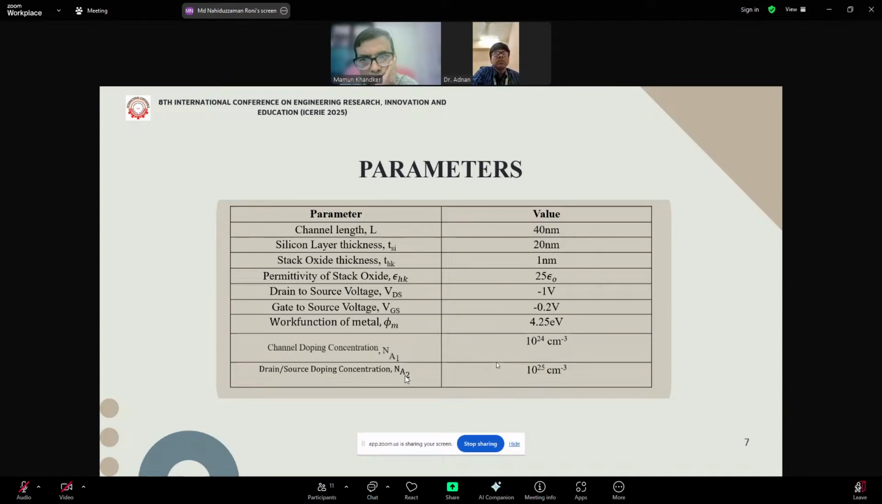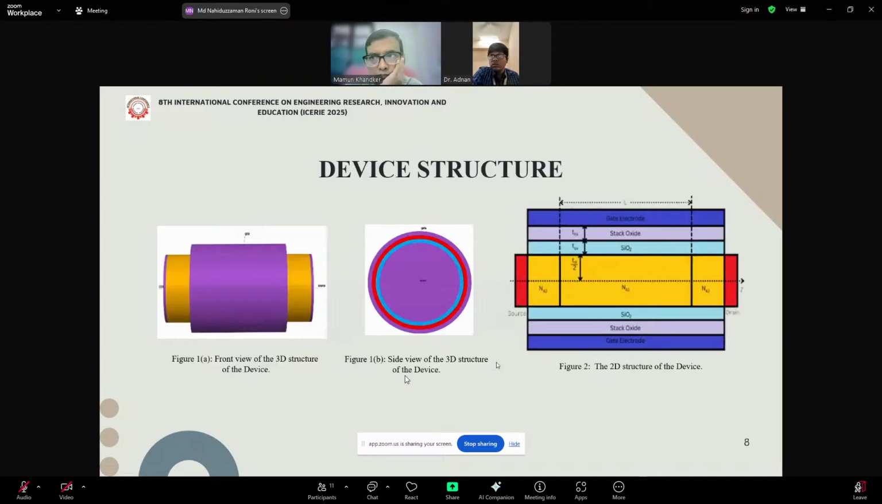Here we can see that VDS, drain to source voltage, was -1 volt and VGS was -0.2 volt. Here the permittivity of the stack oxide means the higher permittivity oxide, like hafnium dioxide that we're going to use, has a permittivity of 25 E0, and channel doping concentration is lower compared to drain or source doping concentration.